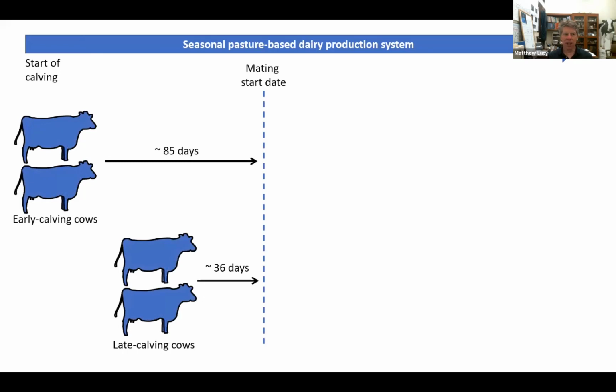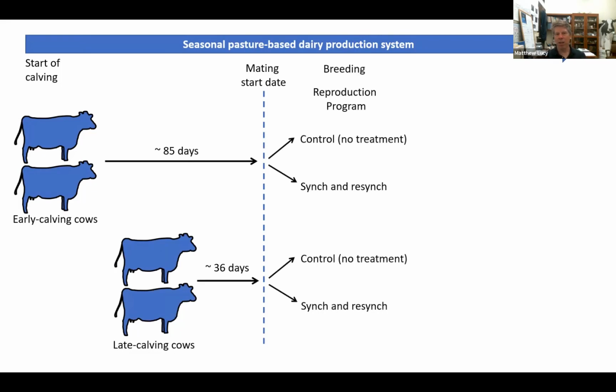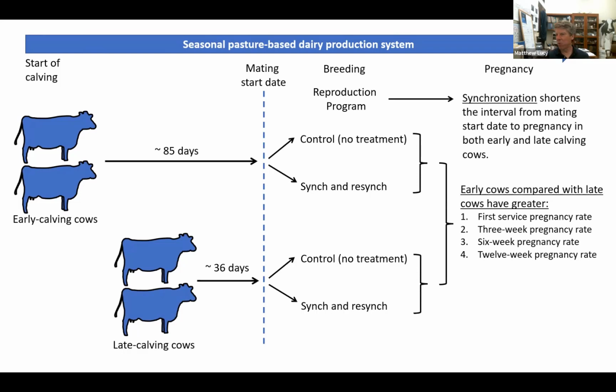But basically what I did was I said, well, all right, I want to depict a little bit about the cows we had in the experiment. In this experiment, we had two groups of cows, some calving early in the calving season, others calving late in the calving season. And then I wanted to depict something about the breeding programs we tested, either a control or a sync and resync program. And then I wanted to depict something about the results. And so that was essentially what I did to create my graphical abstract.